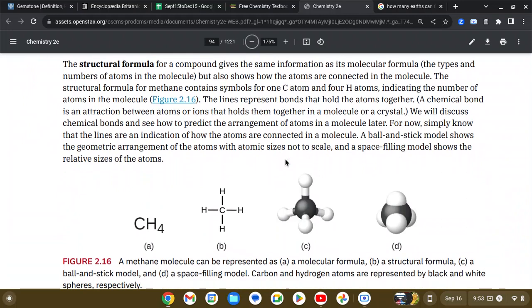The structural formula for a compound gives the same information as its molecular formula: the types and numbers of atoms in the molecule.